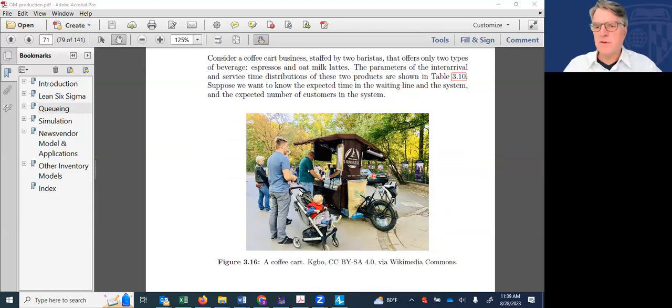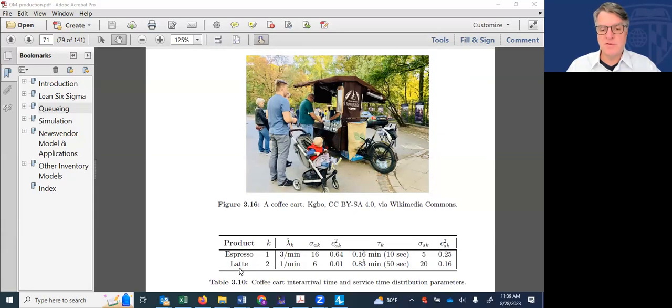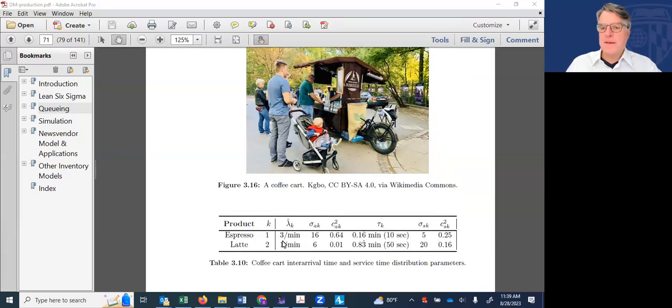We're dealing with a coffee cart that is staffed by two baristas and serves two types of caffeinated beverage, espressos and lattes. All we're really given are the various parameters of the inter-arrival time distributions and service time distributions. So let's have a look at espresso customers.